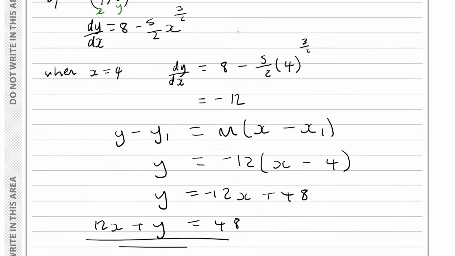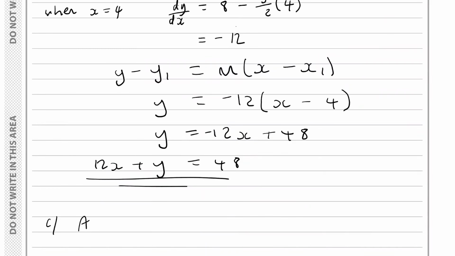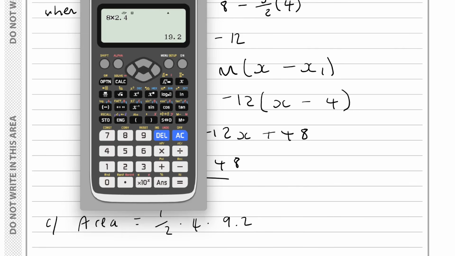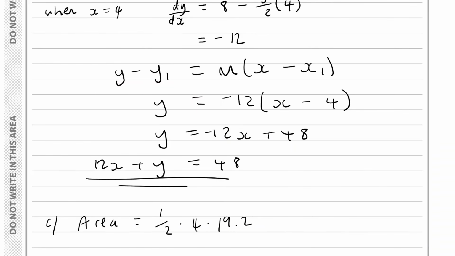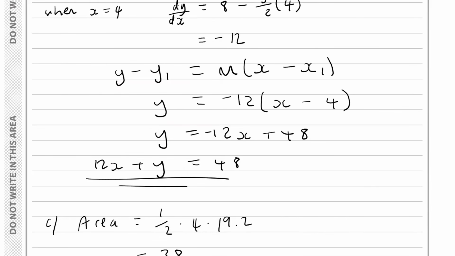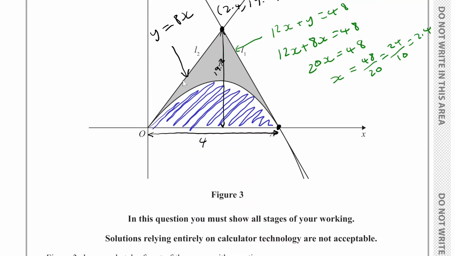So the area is half the base times the height. Half times 4 times 19.2 is the same as 19.2 times 2, so we get 38.4 units squared. That is the area of the triangle. We need to know the area under the curve so we can take it away.